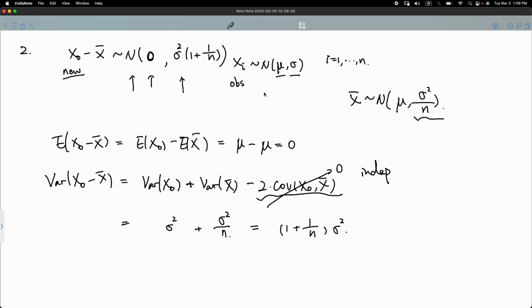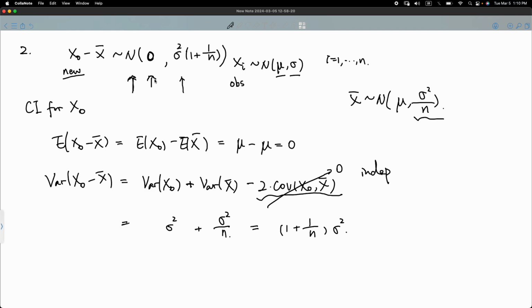Okay, so let me just summarize a little bit. What we want is the confidence interval for x0. In order to get that, from the hint, we need the distribution of the difference x0 minus x bar. First of all, we recognize that this is a normal, because this is a normal random variable minus another normal random variable, so it should also follow a normal. Okay, so we have the distribution settled.